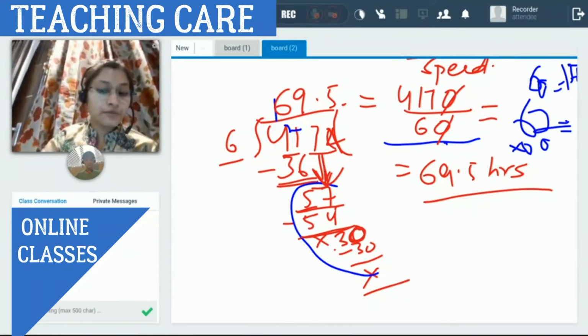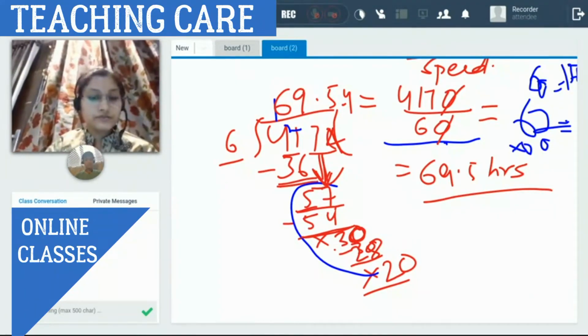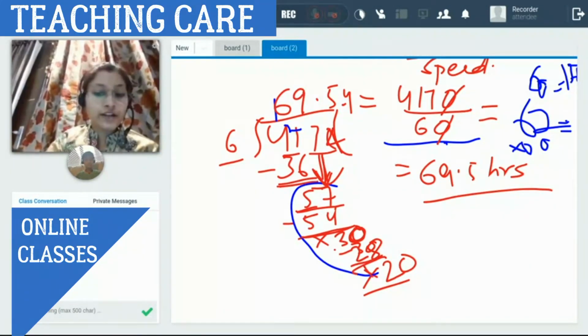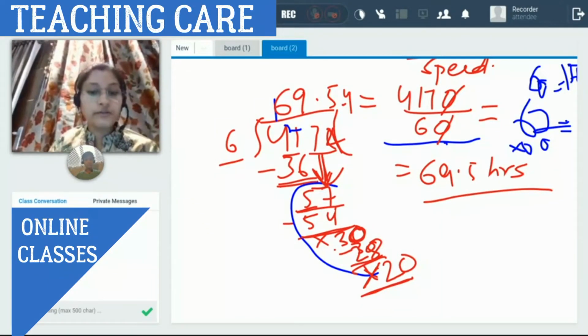That 30, suppose it would be like 28, then the remainder was 2. Then again I can place a 0 and go for another number like this. This process goes on till I get 0 in the remainder.